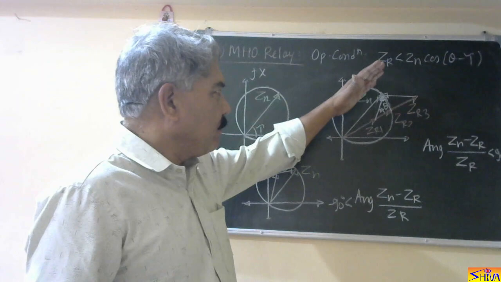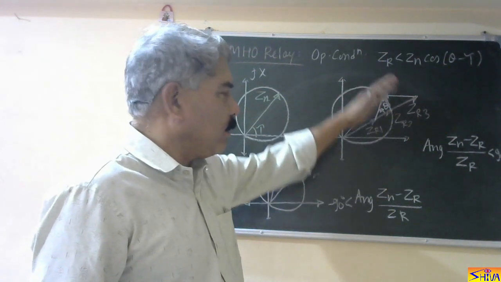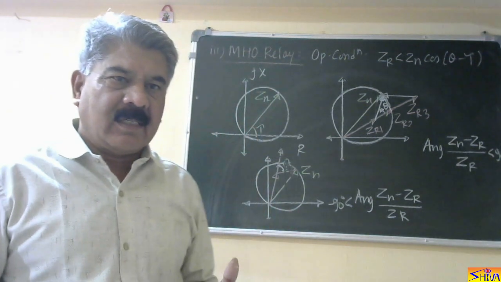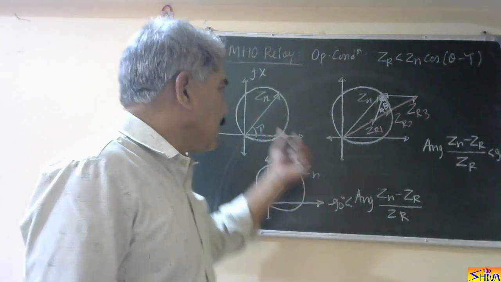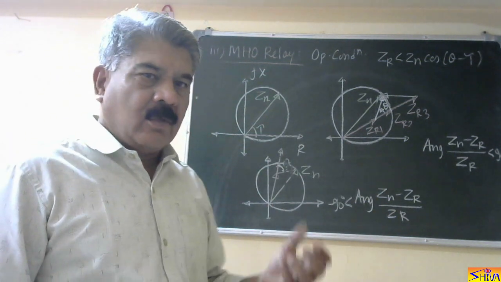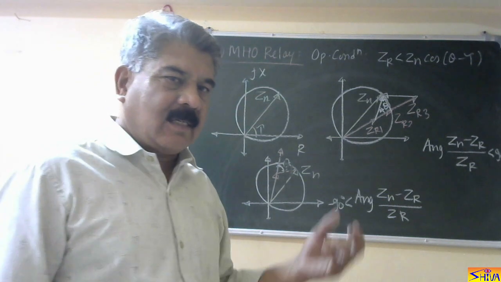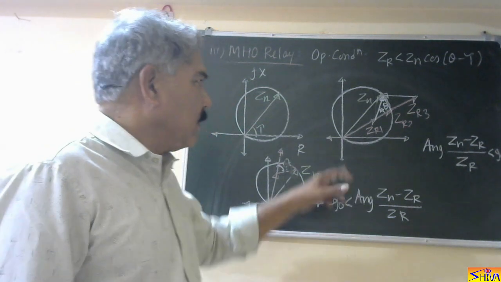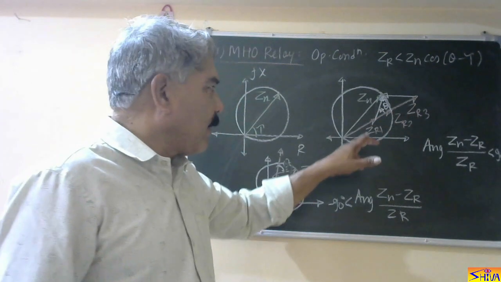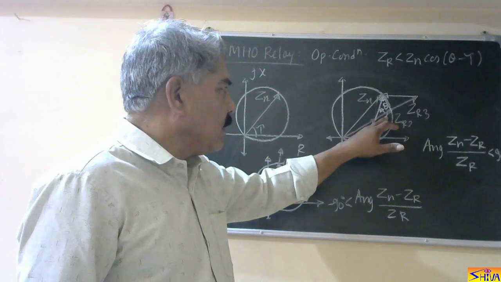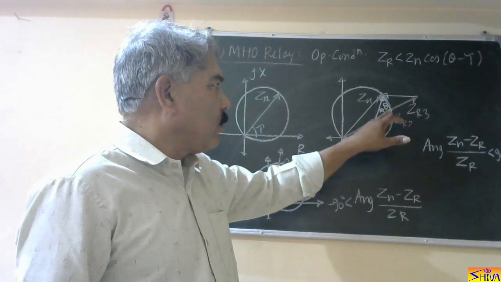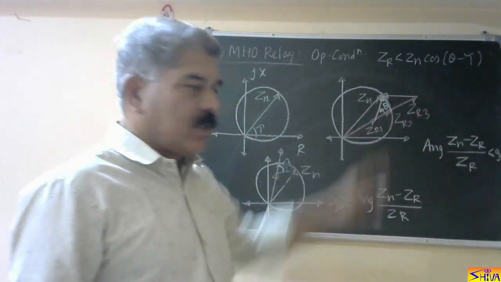First we consider the lower half of this circle, meaning below this Zn. Here the operating condition is that all the impedance vectors whose tip lies inside this circle will cause the operation, because inside this circle is the operating region. So let us again draw impedance vector Zr in three different magnitudes: Zr1, Zr2, Zr3. Zr1 tip is lying inside this circle, Zr2 on the boundary, and Zr3 is outside this circle.